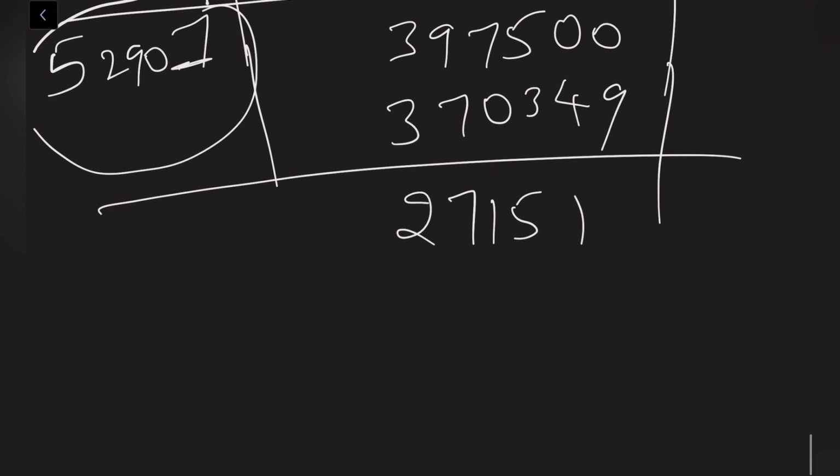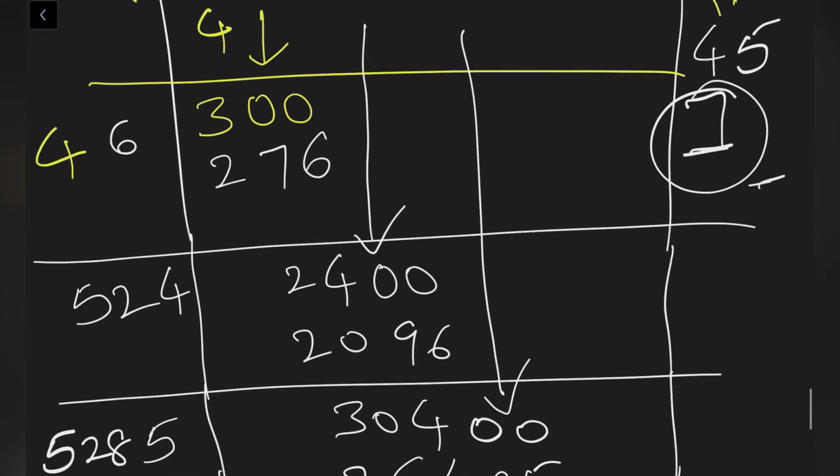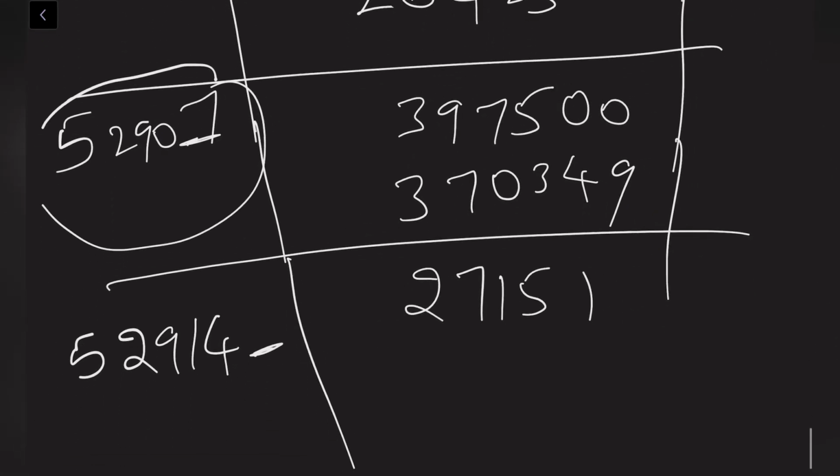Again now this number 52907 plus 7, it will become 52914. Now here one digit and here also one more digit. You continue like this only. How many digits they are asking in the question, those many you can find.